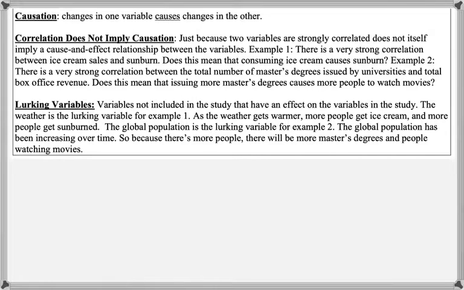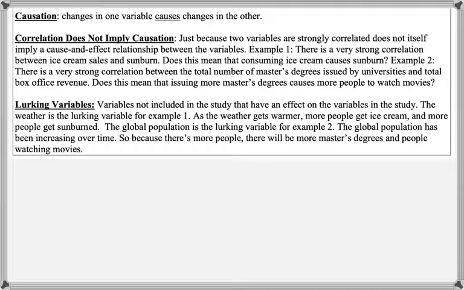The next topic is causation. So this is changes in one variable causes changes in the other. And correlation does not imply causation. So just because two variables are strongly correlated does not itself imply a cause and effect relationship between the variables.